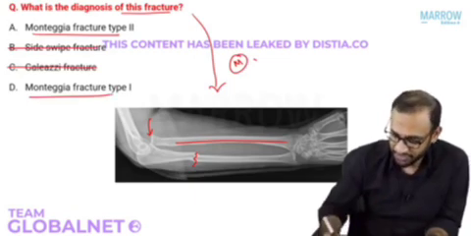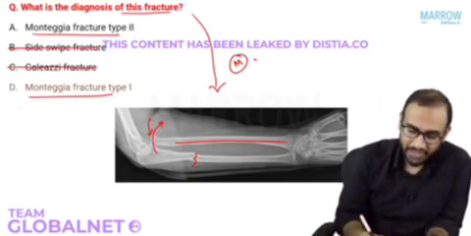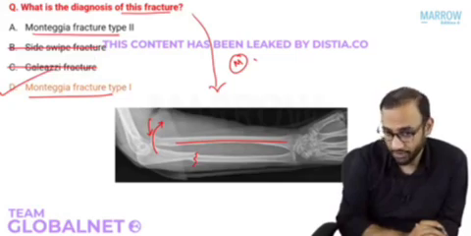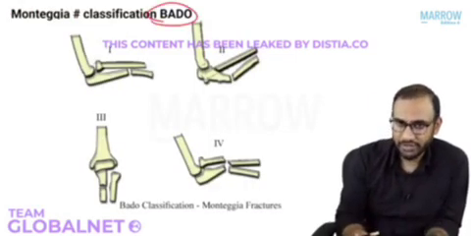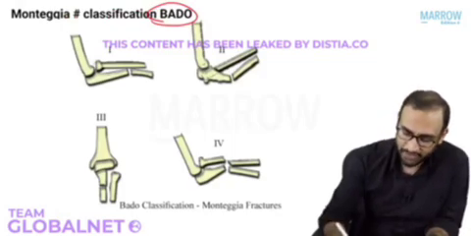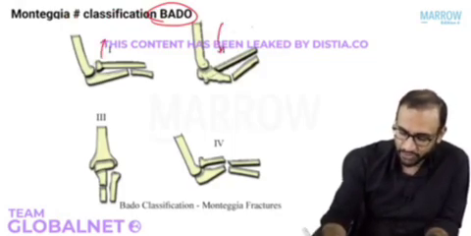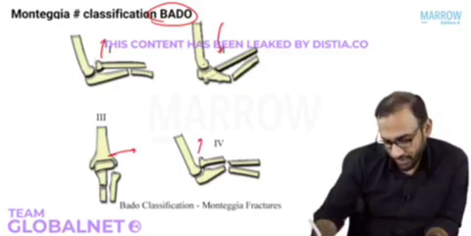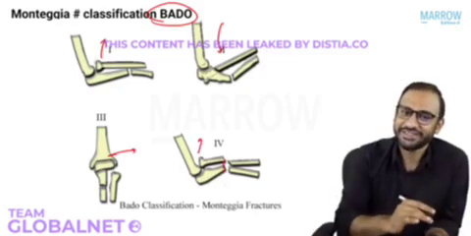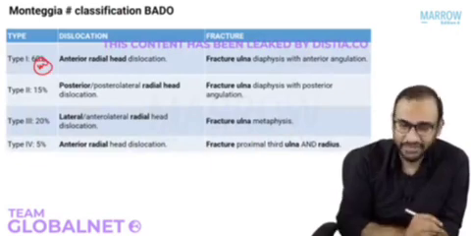Based on Bado's classification, since the radial head is dislocating anteriorly, it is type 1 fracture. Recall Bado classification. In all of them, ulna is fractured and in all of them radial head is dislocated. In type 1, it is dislocated anteriorly, type 2 dislocated posteriorly, type 3 dislocated laterally, and type 4 it's dislocated anteriorly with a fracture of the radius. Most common type is type 1.